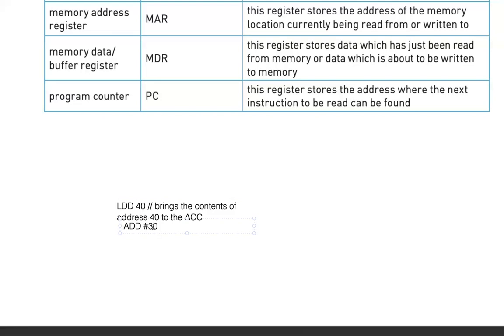Now, add hash 30 means that it adds the value 30 where? In the contents of the ACC. So it's always the ACC. So add hash 30 does what? It adds the value 30 to the contents of ACC, which is, by the way, 40. And where does the result go? Back in the ACC. So now my ACC has the value 70 in it. After that, I can go around and do this, store 60. And what that does is that it stores the contents of ACC, which is 70, to the location pointed out, or the address 60, like this.